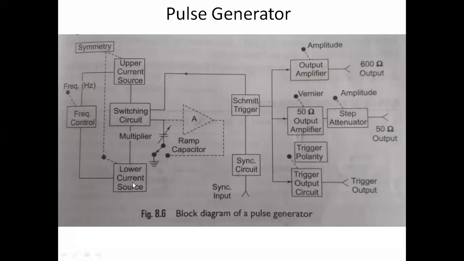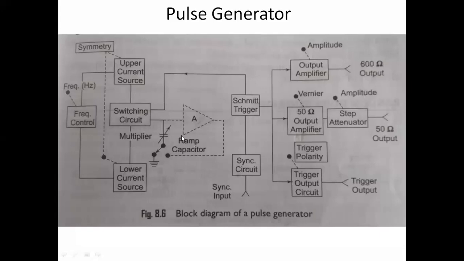and lower current source. So in this pulse generator, the main components are the upper current source, lower current source, Schmitt trigger, and ramp capacitor. Based upon these main components, it generates the pulses. Based on these four components, the pulse generator will produce the pulse waveform.